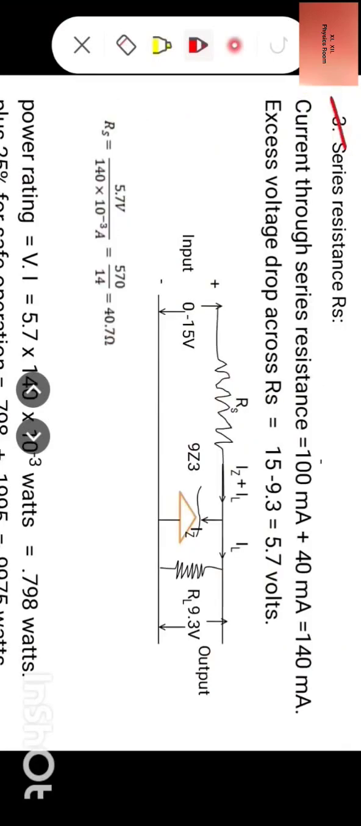Now let us calculate series resistance RS. Now current through series resistance is equal to 100 milliampere plus 40 milliampere, which is equal to 140 milliampere. Now excess voltage drop across RS is 15 minus 9.3, which is equal to 5.7 volts. Therefore, RS would be equal to 5.7 volt divided by 140 into 10 raised to power minus 3 ampere, which is equal to 570 by 14, or comes out to be 40.7 ohm.